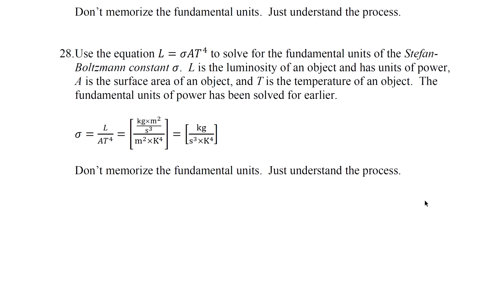Question 28. Use the equation L equals sigma AT to the fourth to solve for the fundamental units of the Stefan-Boltzmann constant sigma. L is the luminosity of an object and it has units of power. A is the surface area of an object, and T is the temperature of an object. The fundamental units of power have been solved for earlier. Remember, the first step is solve for the variable sigma. Second step is substitute the variable with its fundamental units. And then finally, solve for the fundamental units.